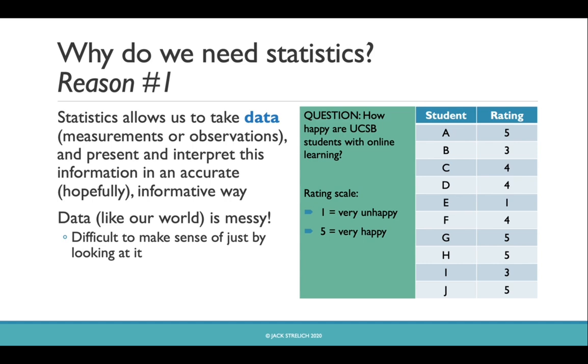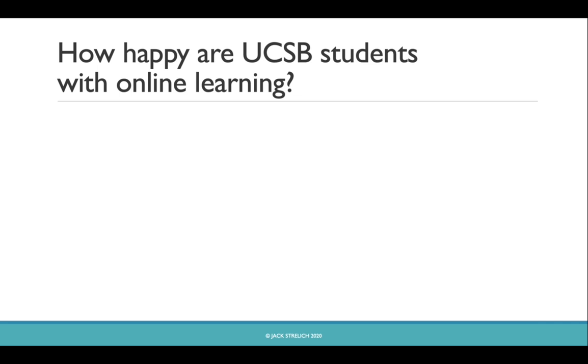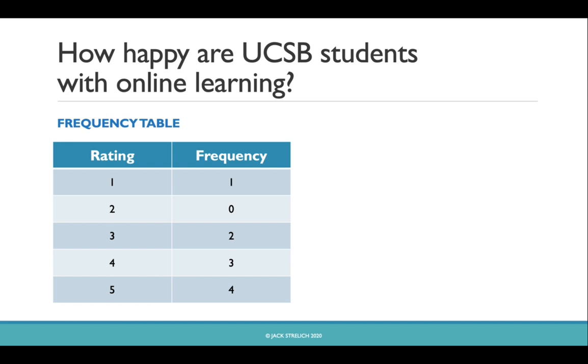Notice that this data, by itself, doesn't really help us answer the question of how happy UCSB students are with online learning. Statistics will help us to use this data to actually answer our research question. So here are two examples of ways that we can get a better idea of what the data is telling us. First, a frequency table counts the number of times that each rating occurred in our dataset.